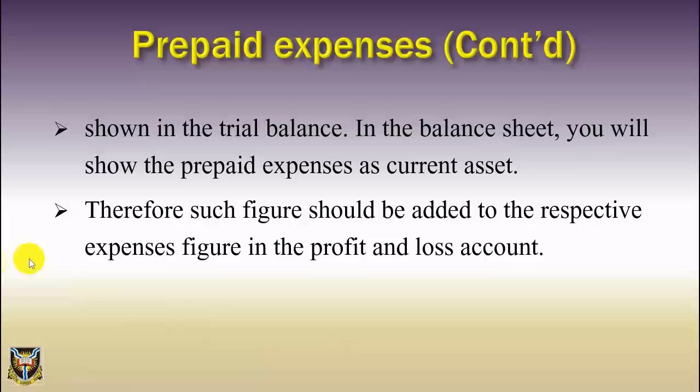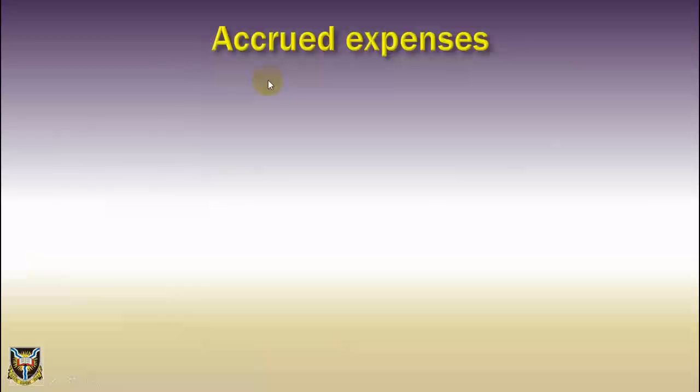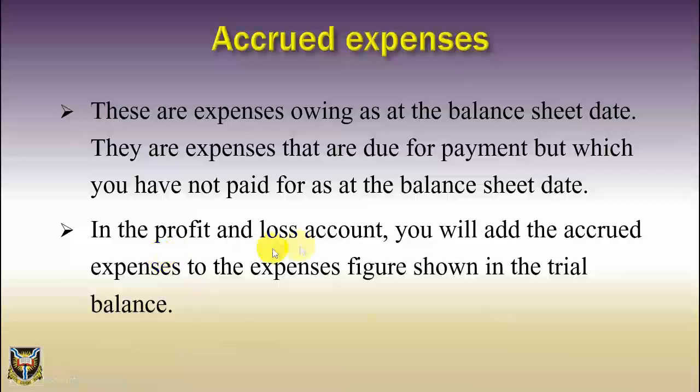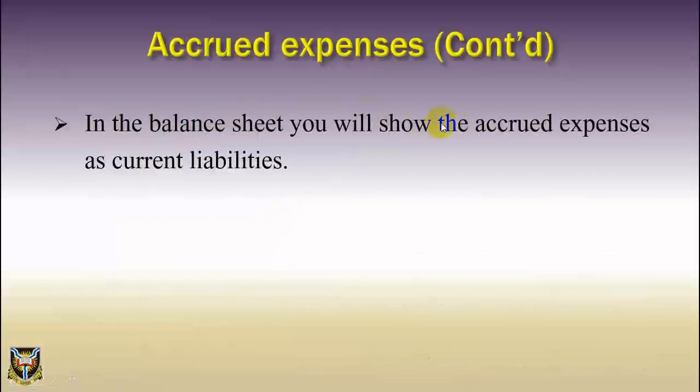C. Accrued expenses. These are expenses owing as at the balance sheet date. They are expenses that are due for payment but which you have not paid for as at the balance sheet date. In the profit and loss account, you will add the accrued expenses to the expenses figure shown in the trial balance. In the balance sheet, you will show the accrued expenses as current liabilities.